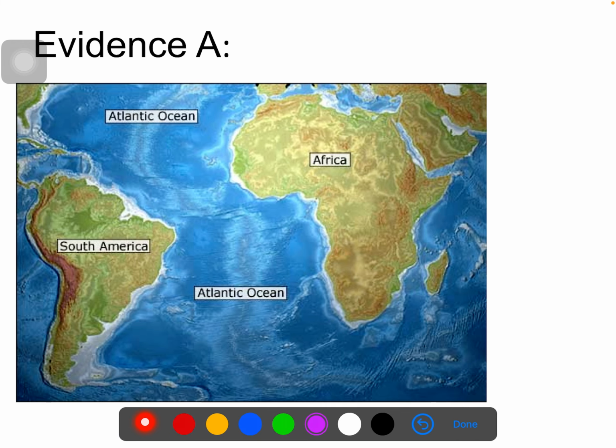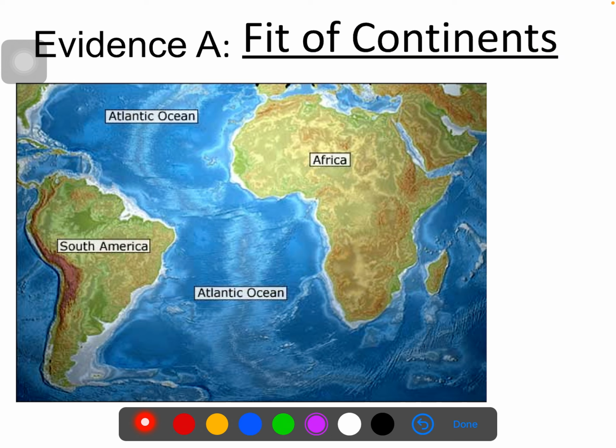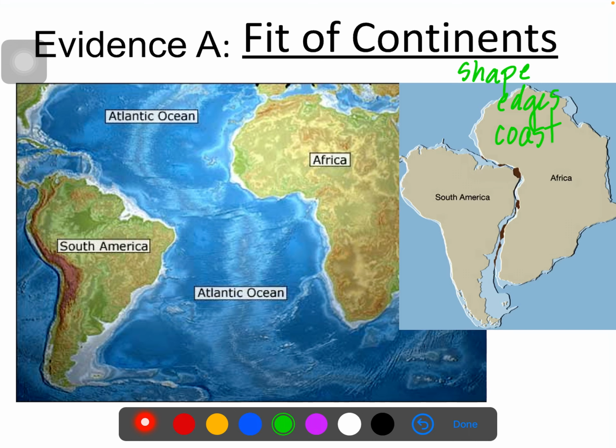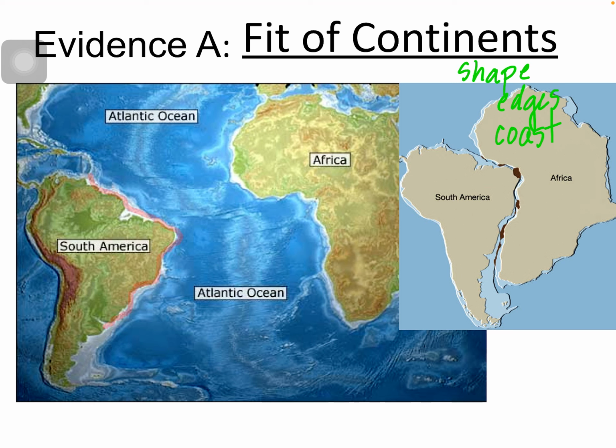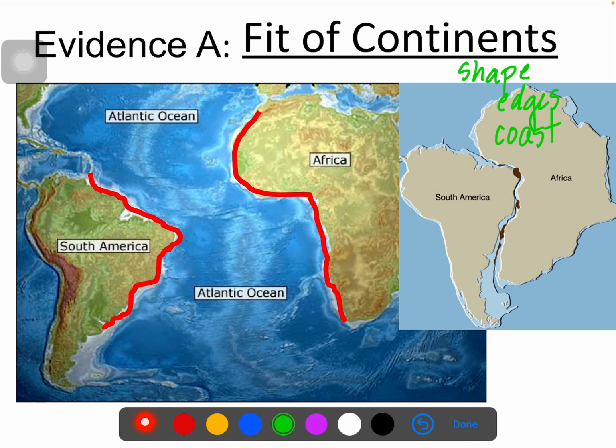Starting with one we've seen a lot in the past week is this idea of fit of the continents, thinking about the shape, or some of you have said like the edges or the outlines, the coast, right? That's what we're thinking about here. And what's cool, what I like about this one is obviously on this big map, we can see there's similarities between these coastlines here that we have highlighted, but the picture I gave you on your notes is this one, right?